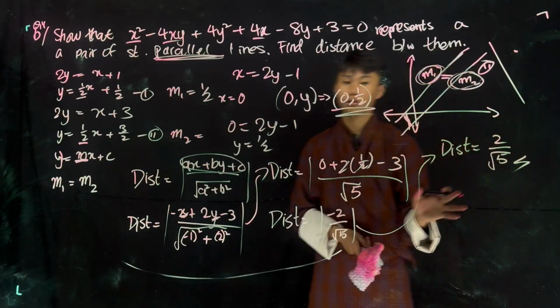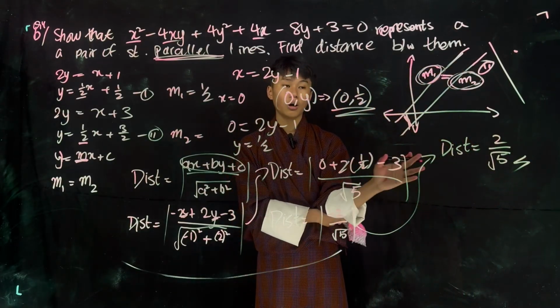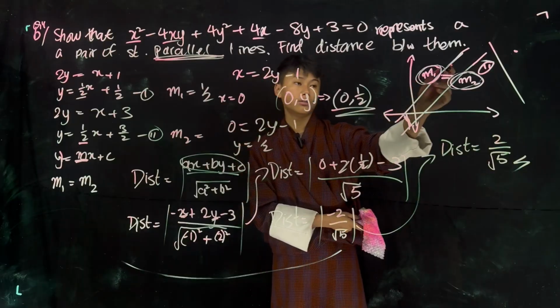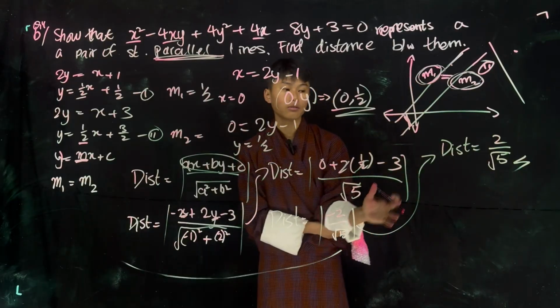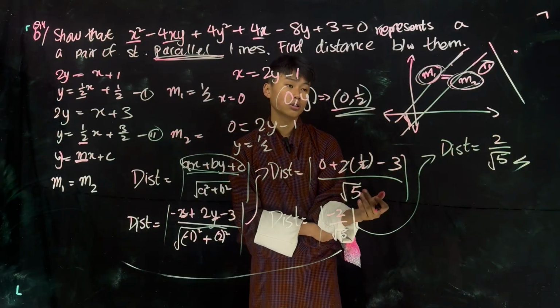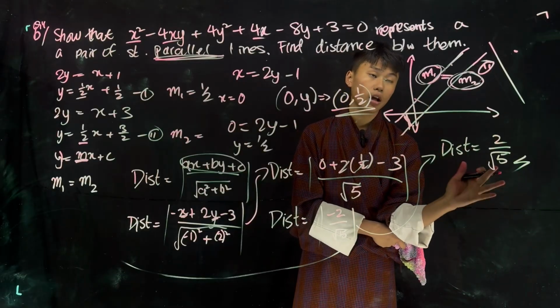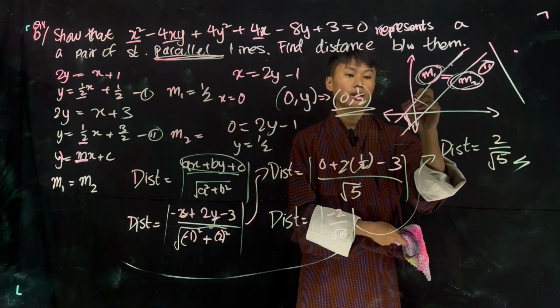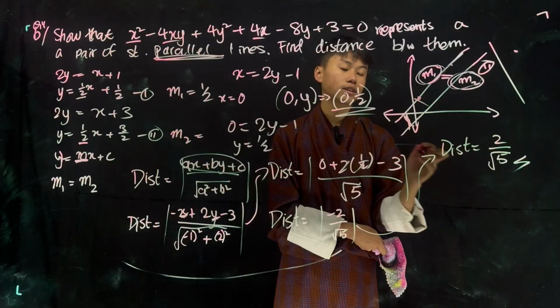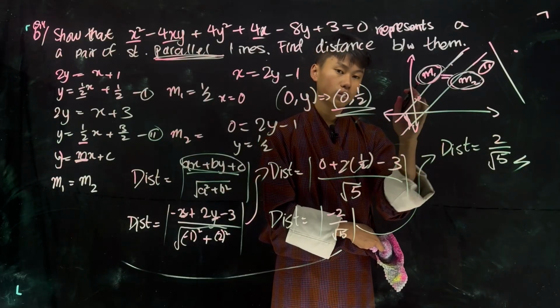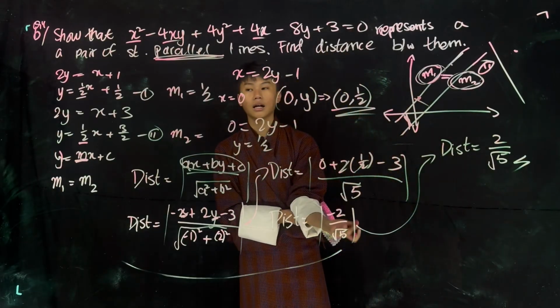which is our answer. So I hope you all understood why I took a point on the first line, because we do not have an equation that directly allows us to calculate the distance between two lines. What we have to do is find a point on the first line and find the distance between that point and the other line. So that is how I did it.